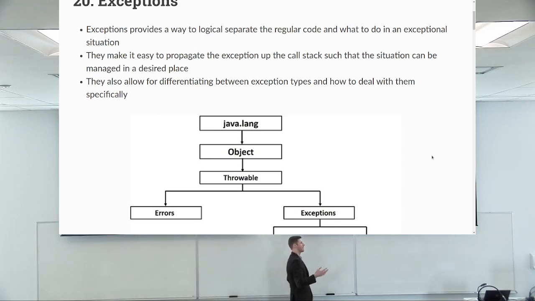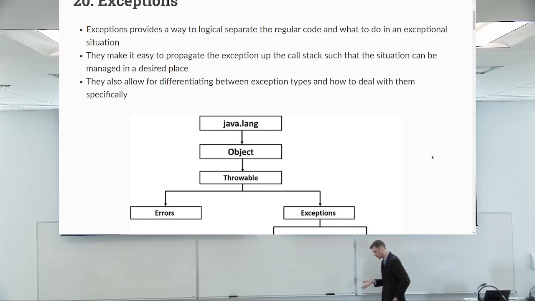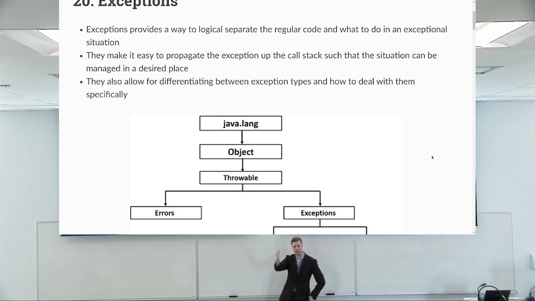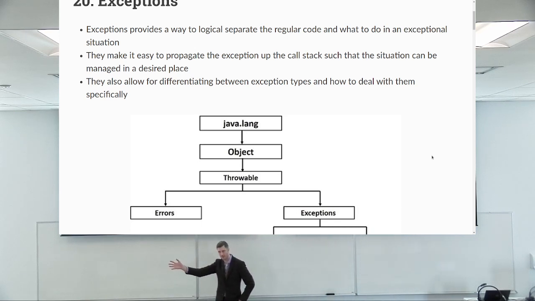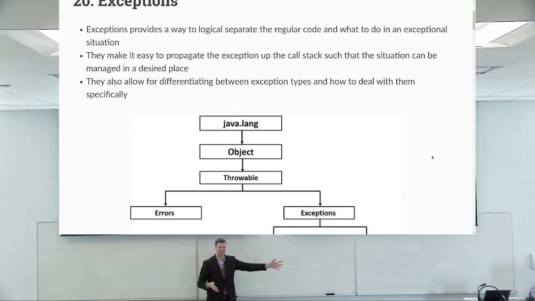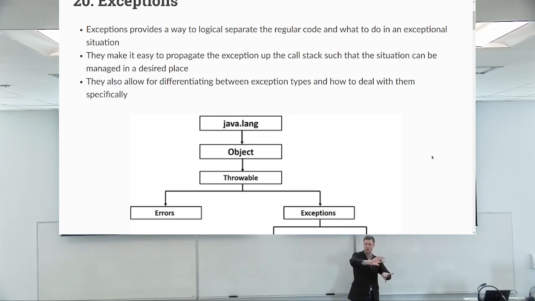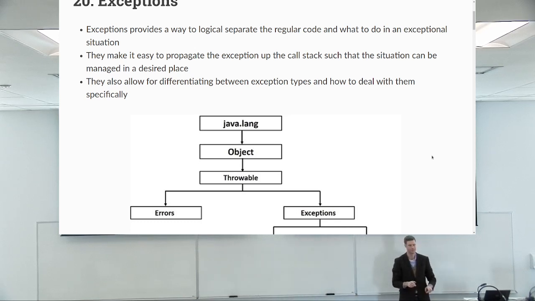So, exceptions give us a couple of things. They provide a way to logically separate our code between the general, typical working case, and what happens when something funny happens, when something exceptional happens. So there's this nice separation of what to do normally and what to do in the atypical situation. That's nice because we get the separation of the code, so we don't have to jump around as much. What else?